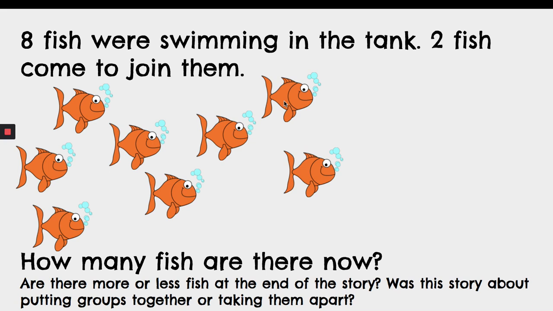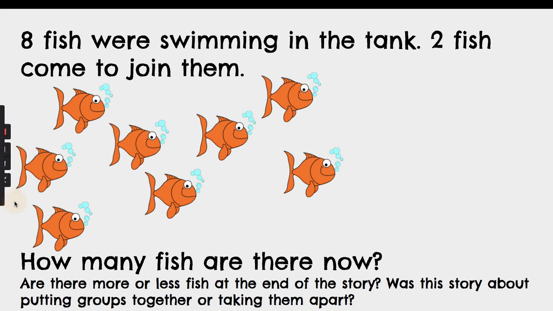So 8 fish were swimming in the tank. 2 fish come to join them. We're going to have 2 more fish on their way. So we have 8. And if we add 2 more, 1, 2, then I know that we'll have 10. 1, 2, 3, 4, 5, 6, 7, 8. 2 more makes 10. You can even look at it on your fingers, okay?